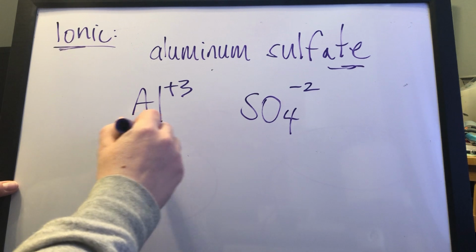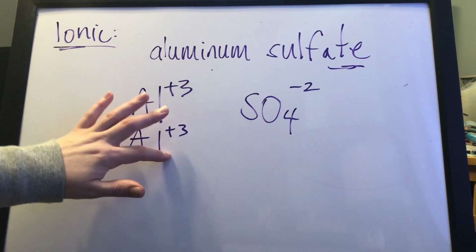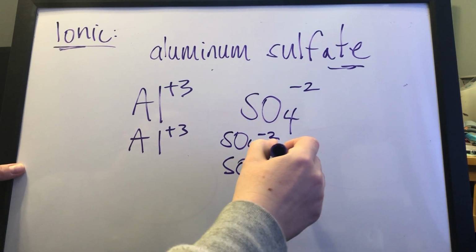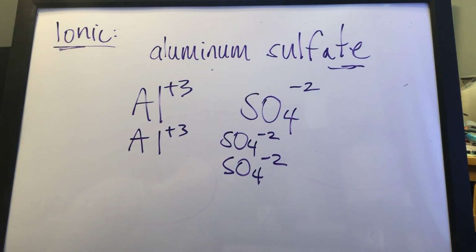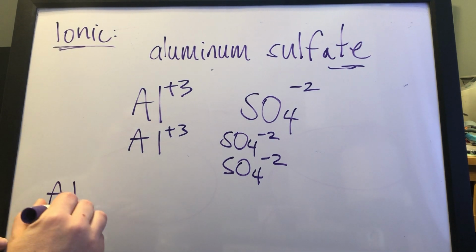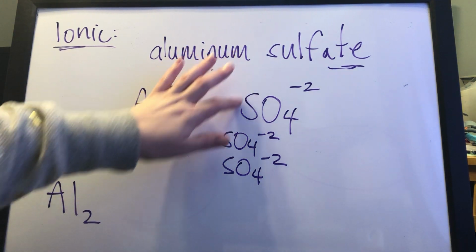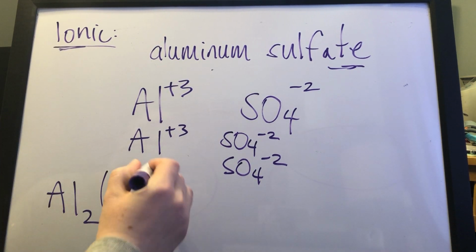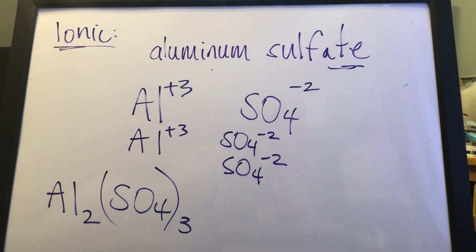And to do that, I would need 2 aluminums total, giving me a +6 charge, and I would need a total of 3 sulfates, giving me -2, -2, -2, which is -6. +6, -6 cancel out, and I'm left with Al2, but I have 3 SO4s. And the only way to show that is to put them in parentheses. So here's my aluminum sulfate compound, Al2(SO4)3. Notice that there's no indication from the name that I have 2 aluminums and 3 sulfates. So ionics can be a little bit tricky.